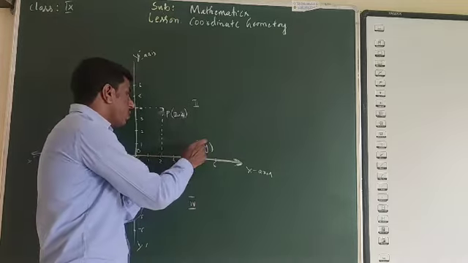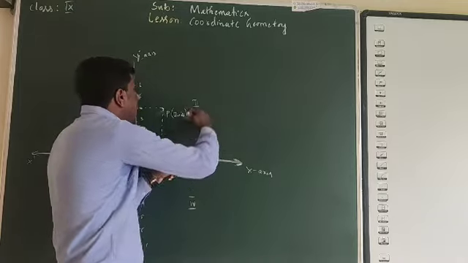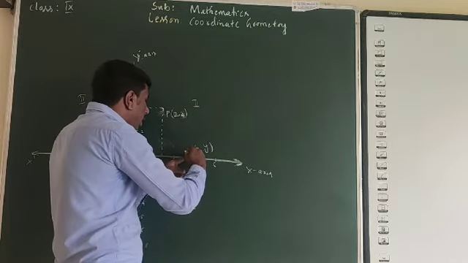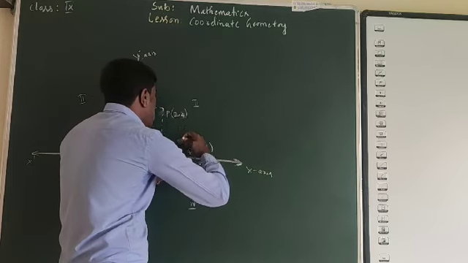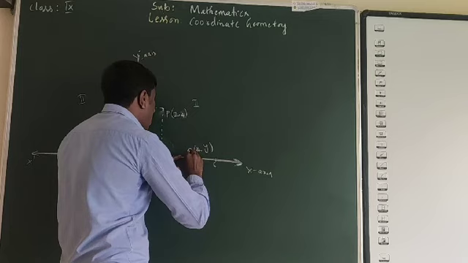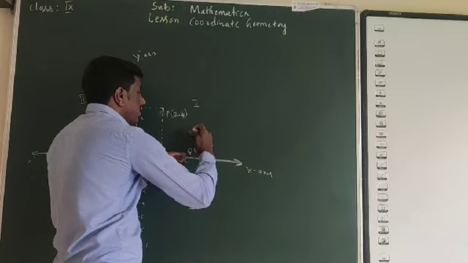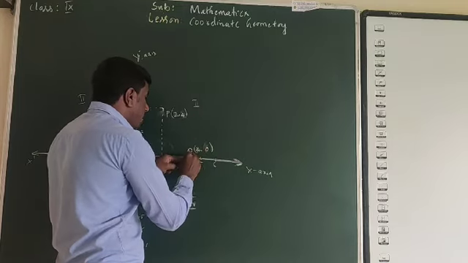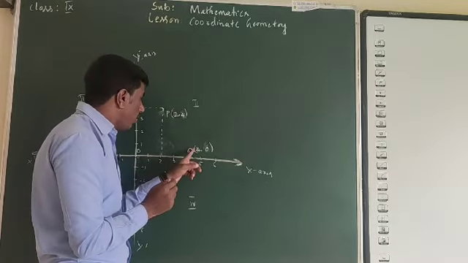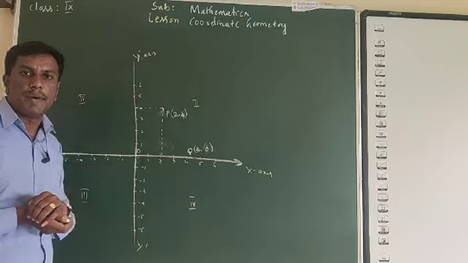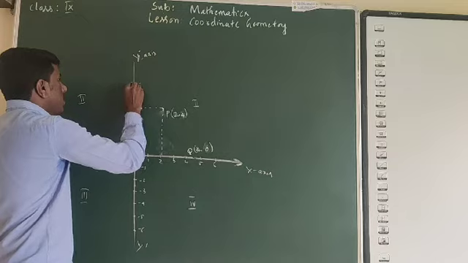Okay, what is y? y is the ordinate. The ordinate is the perpendicular distance from the x-axis. The point is not somewhere up here, it is on the x-axis only. So there is no perpendicular distance. You can observe that it is on the x-axis only, so the distance from the x-axis is 0. Therefore y is 0. So the point is (4, 0).